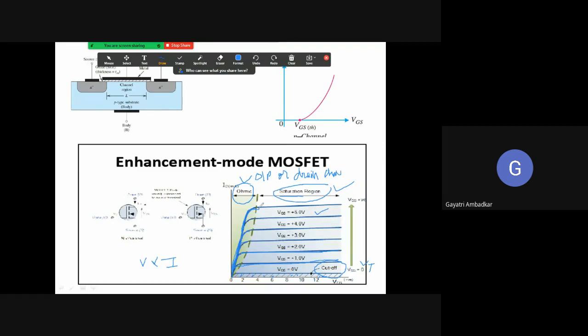You are correct, but you should define that the region where drain current is almost constant with VDS. So even though you go on increasing VDS, after pinch off happens, the current remains constant. Okay, and who will define cutoff? Anyone? Cutoff region?